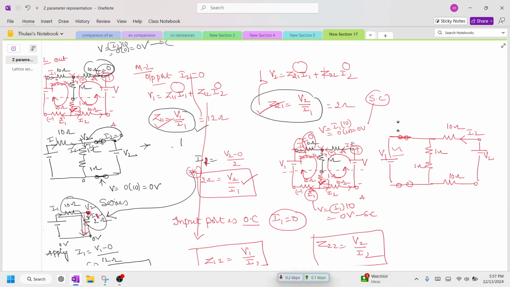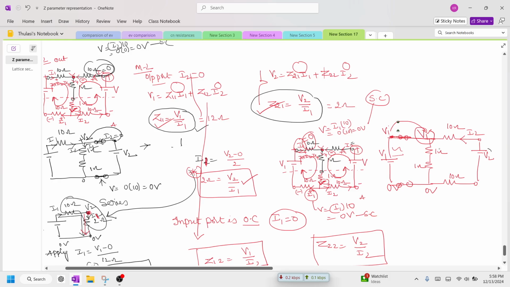And what is the voltage at this point? This is nothing but V1. So the voltage at this point is V1 automatically. Here it is V1. There is no drop. This is V1. This is 0 volts. This is 0 volts. So automatically this V1 will come to this point. This is nothing but V1. Now we require the relationship.